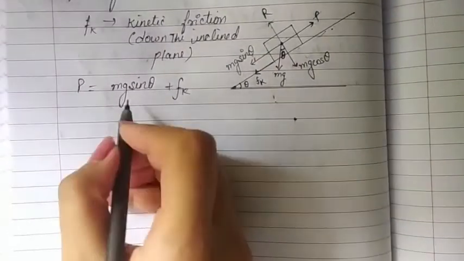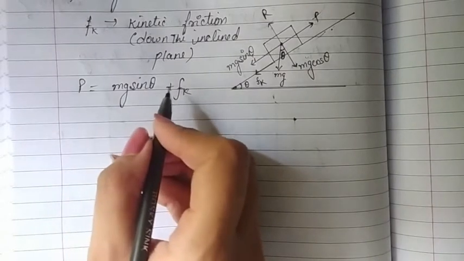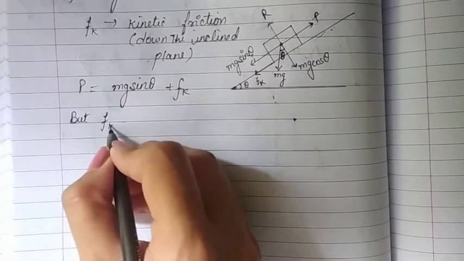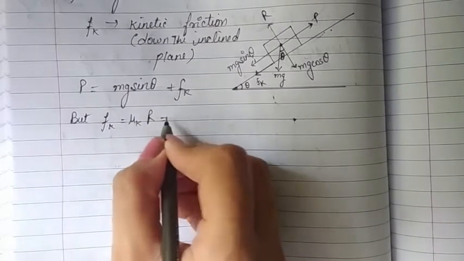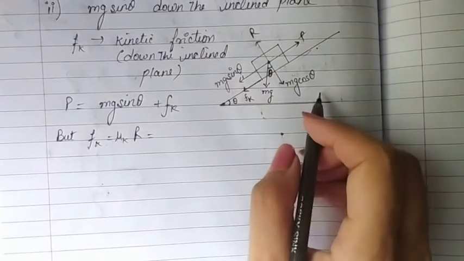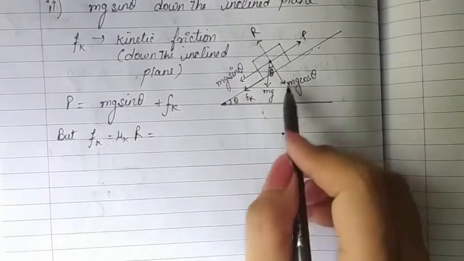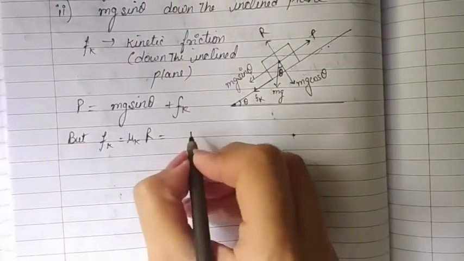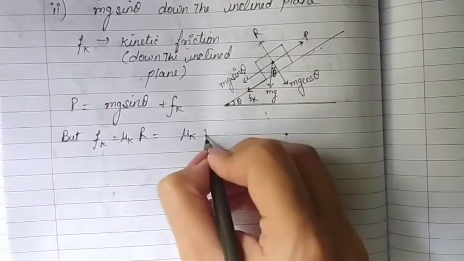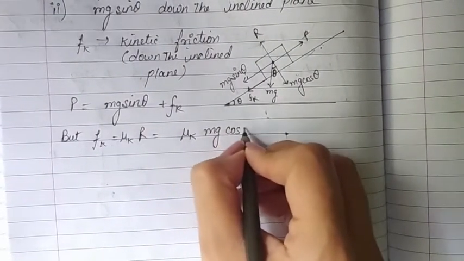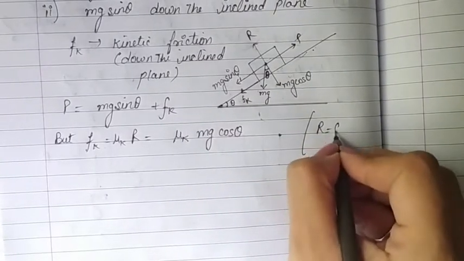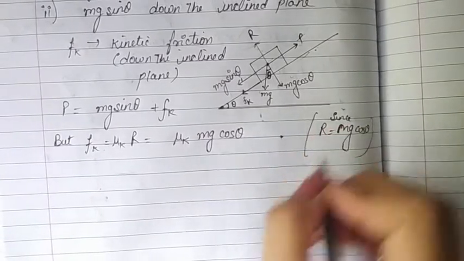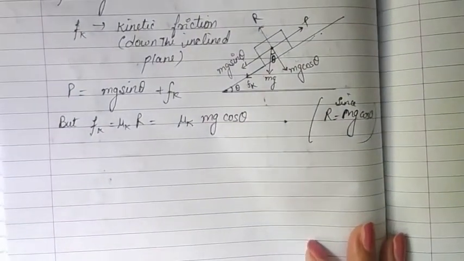So P should be equal to mg sine theta plus Fk, but we know that Fk, that is kinetic friction, is equal to mu k R, and R is equal to mg, but here in this case R is balanced by mg cos theta, so R is equal to mg cos theta. So Fk is equal to mu k mg cos theta. I have substituted R is equal to mg cos theta here, then Fk is equal to mu k mg cos theta.